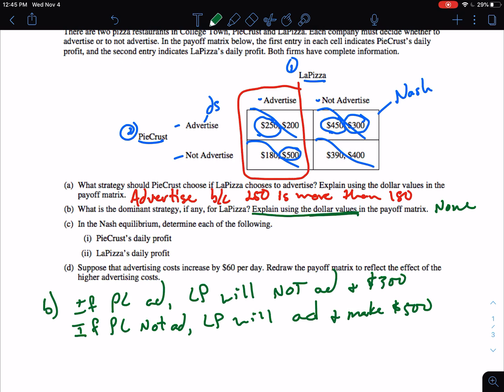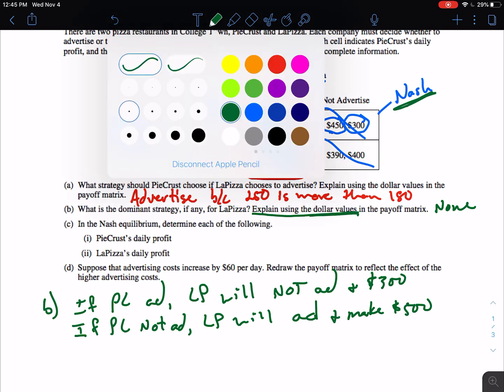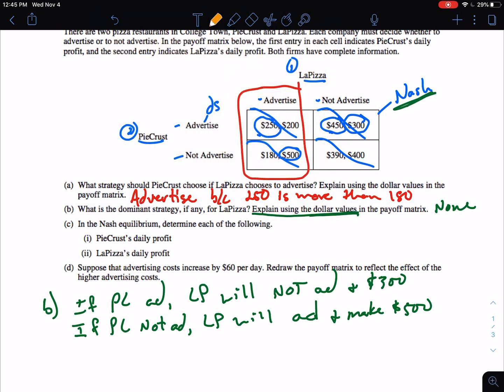Excuse me. Probably should edit that out, but I'm in a hurry, so I'm not going to. So Nash equilibrium, what is our daily profit? We already figured out that this is our Nash box, so we'll switch to orange. Pie Crust will make at our Nash equilibrium 450, and La Pizza will make 300.